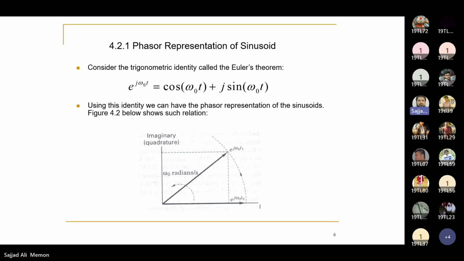So using this identity, we can have the phasor representation of the sinusoids, as you can see in figure 4.2, where on the vertical axis we have imaginary, that is quadrature. On the horizontal axis, we have the cos component, because cos 0 is equal to 1 and sin 90 is equal to 1. So sine will be on the vertical axis on the quadrature, and cos will be on the x-axis.